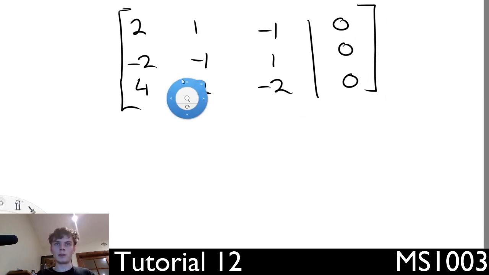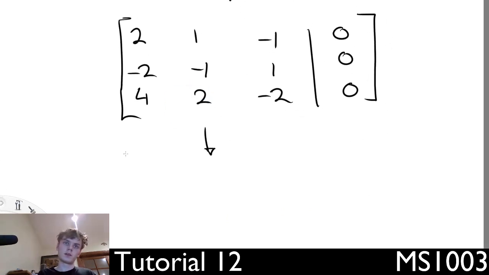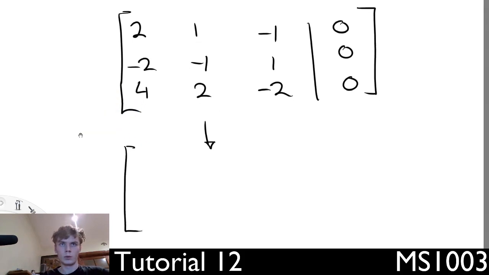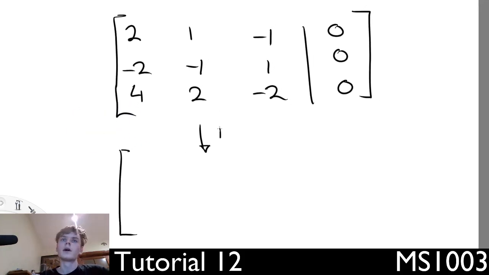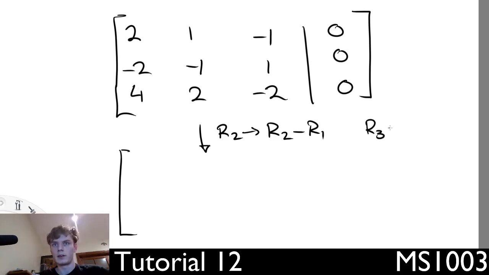And what should we do here? Well, I can add the second row to the first row, or the first row to the second row. And I know row 2 becomes row 2 minus row 1. And I also think I'm just going to add 2 times the second row to the last row to get this 4 to be 0. So row 3 is going to be row 3 plus 2 times row 2.